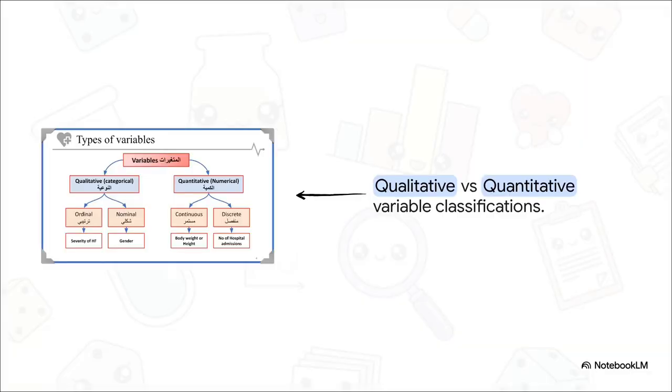Now, as a researcher, you have to properly categorize your variables so you can determine the correct statistical measurements later on. Broadly, we divide these into two camps. First, we have qualitative or categorical variables. These can be ordinal, meaning they have a set order, like ranking the severity of heart failure from mild to severe. Or they can be nominal, meaning they are just named categories without an order, like gender. Then we have quantitative or numerical variables. These break down into continuous variables, like a patient's exact body weight or height, and discrete variables, which are countable whole numbers, like the exact number of hospital admissions a patient has experienced.